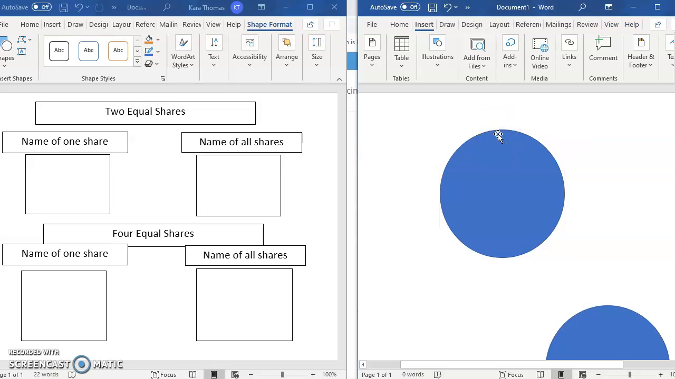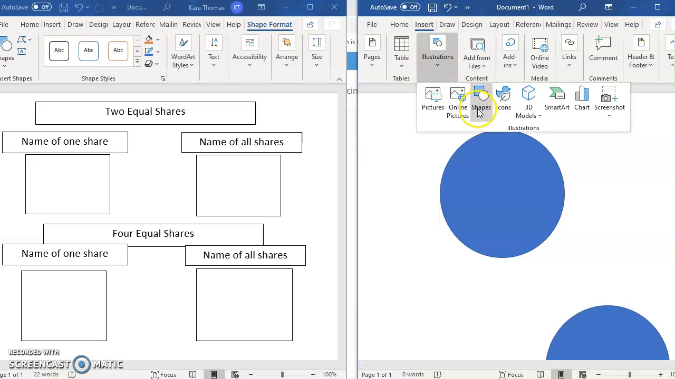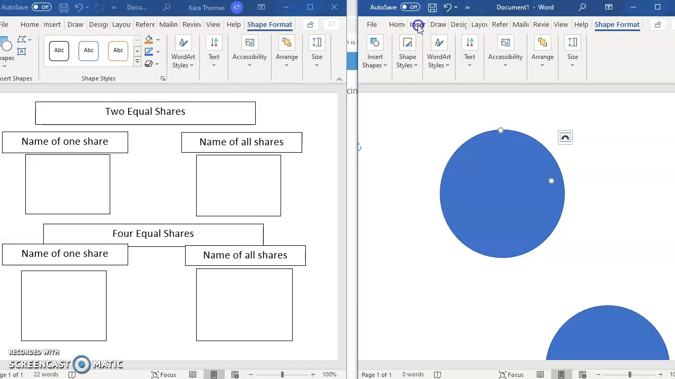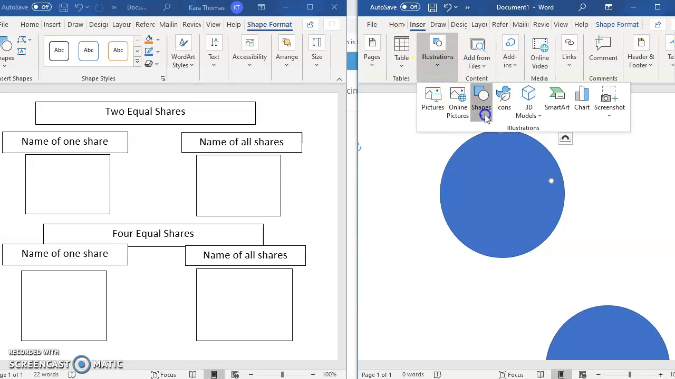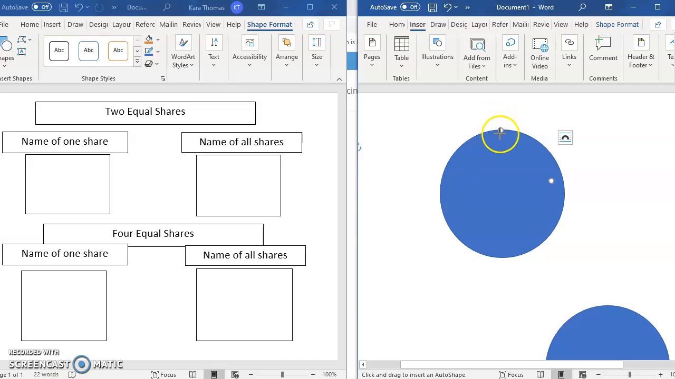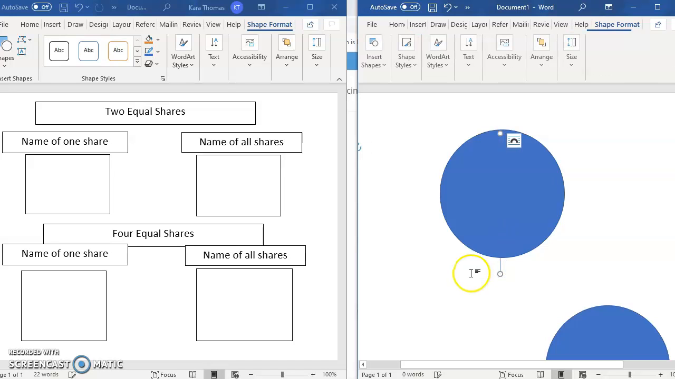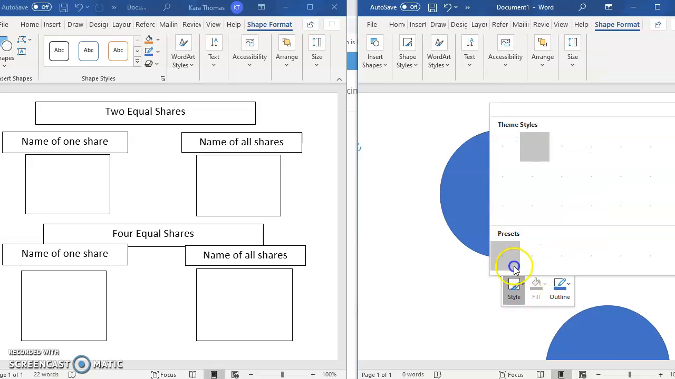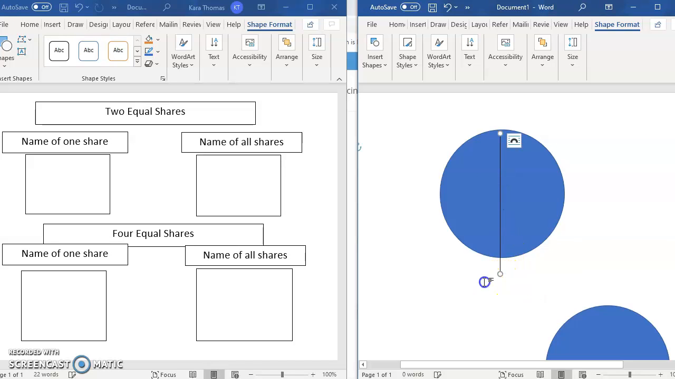Correct. All right. I am going to see if I can get my lines here. There we go. And I am going to find the middle of my shape, and I'm going to make a line from the top to the bottom. And I am going to divide this circle into two. There we go.